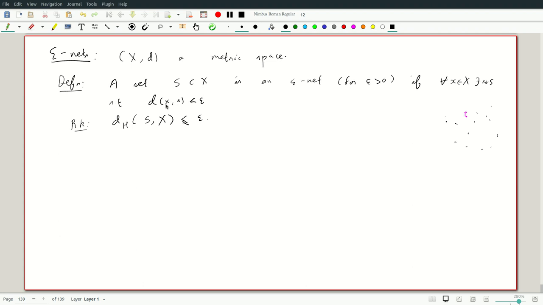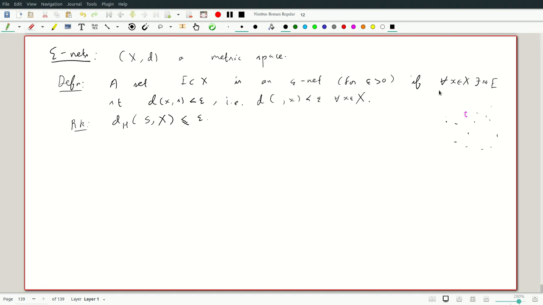So I could also write this as the distance between s and x is less than epsilon for all x in X. I don't want to go into that because we did it for closed sets, but it's okay. Maybe I'll call this set E, so this looks more like an epsilon net. So we have a set E.